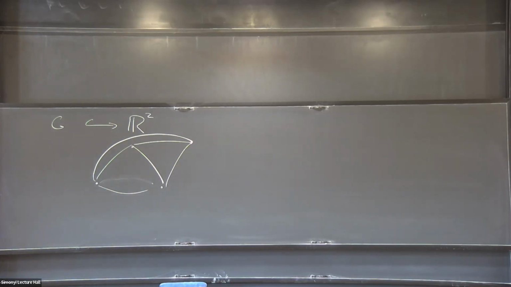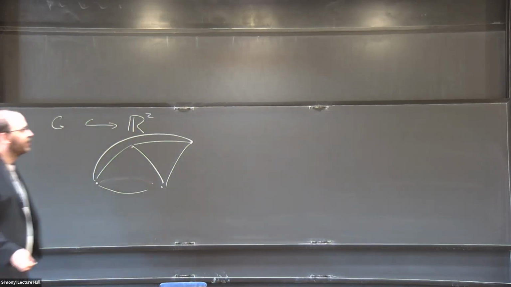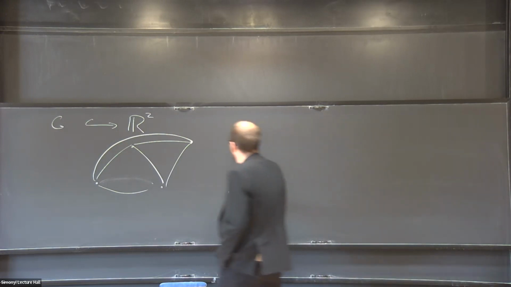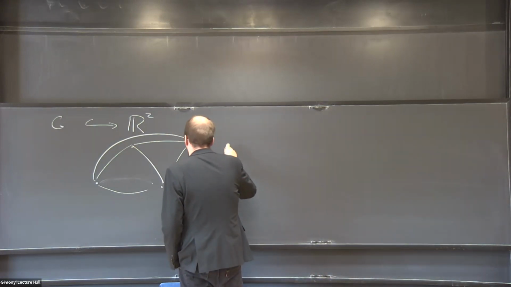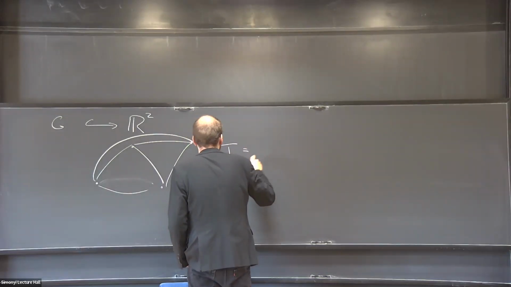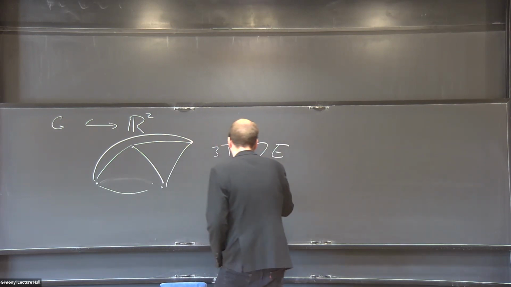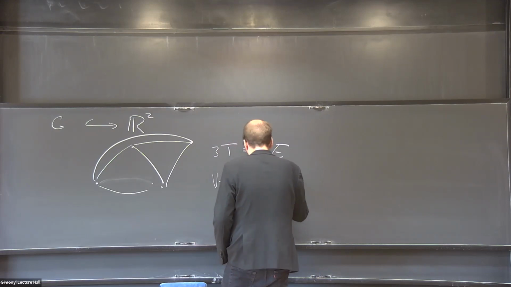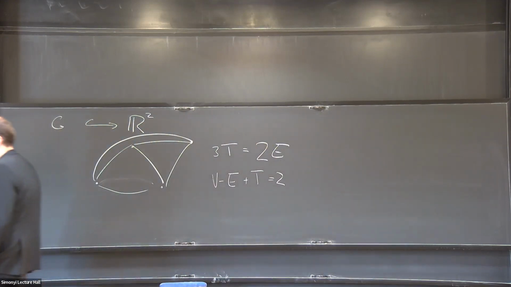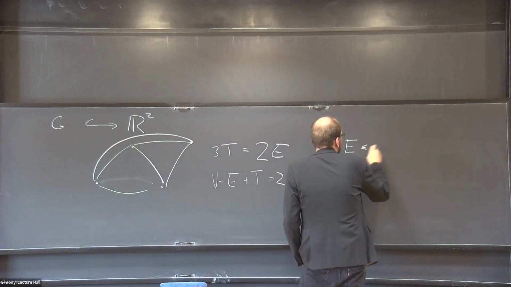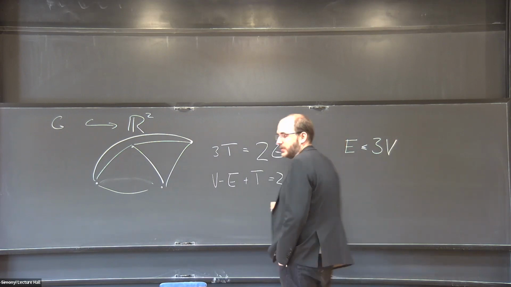I just fill in edges until every region is a triangle, and then there's a basic double counting. If I count the number of edge-triangle pairs, the edges in the triangle, every triangle has 3 edges, so 3t is equal to 2 times the number of edges. And then vertices minus edges plus triangles is equal to 2. I'm looking at the triangle at infinity as well, and that's it. So I get this famous bound: the number of edges is at most 3 times the number of vertices.